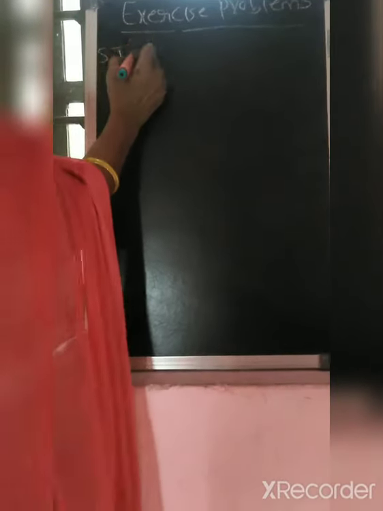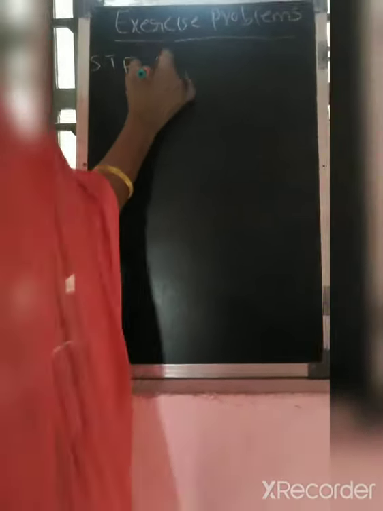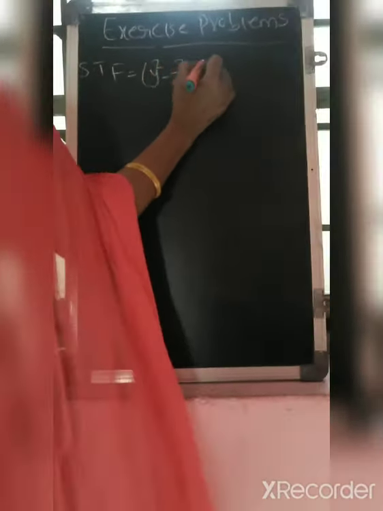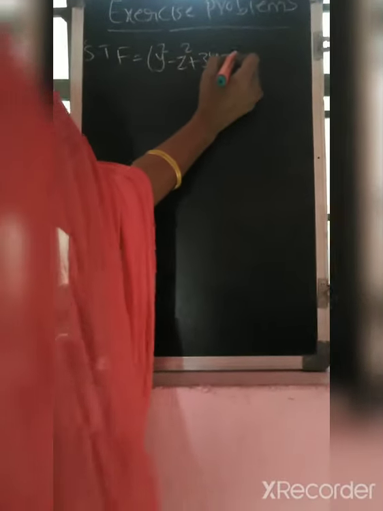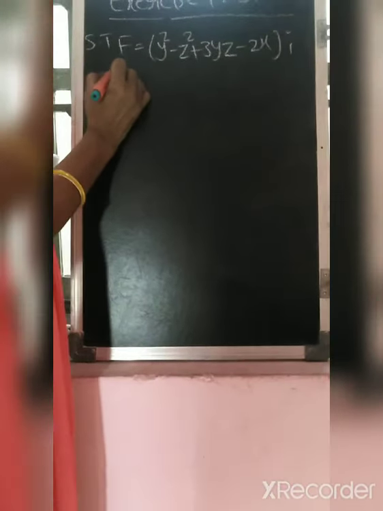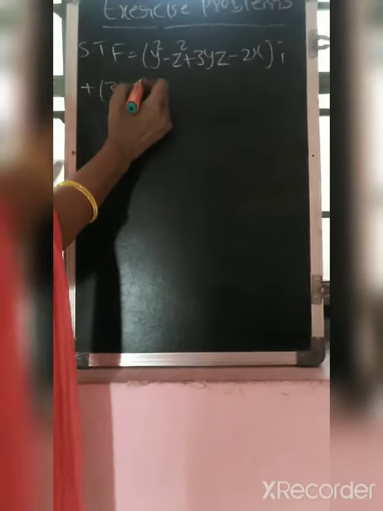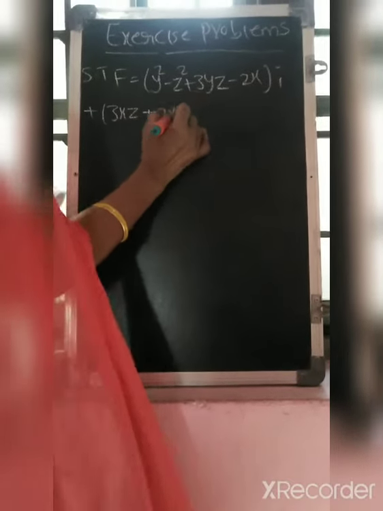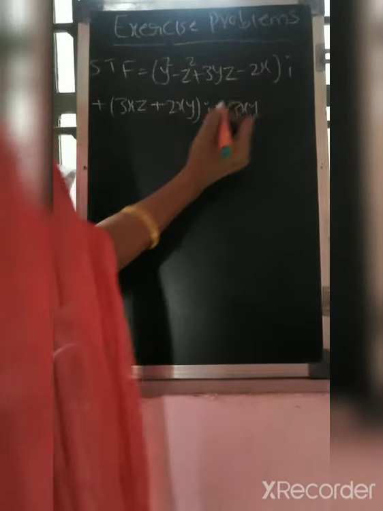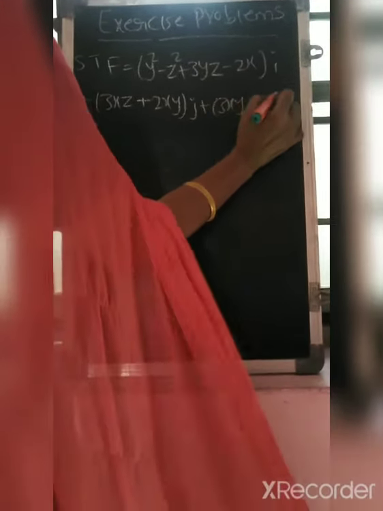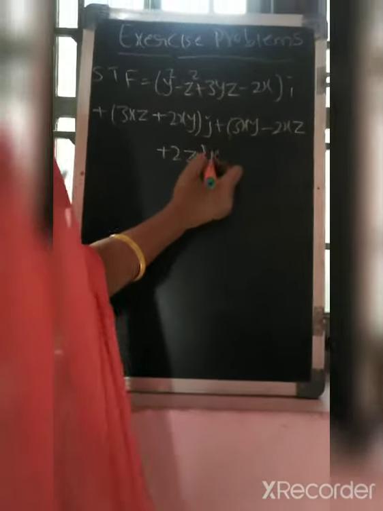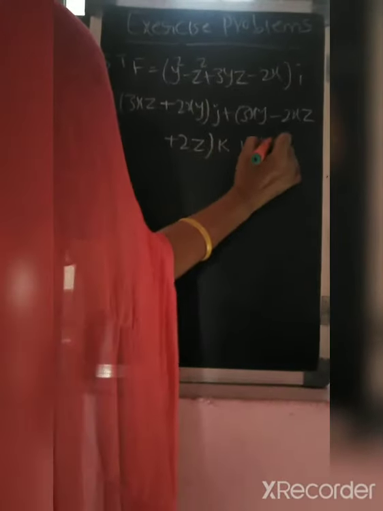Show that f is equal to (y square minus z square plus 3yz minus 2x) i plus (3xz plus 2xy) j plus (3xy minus 2xz plus 2z) k is irrotational.